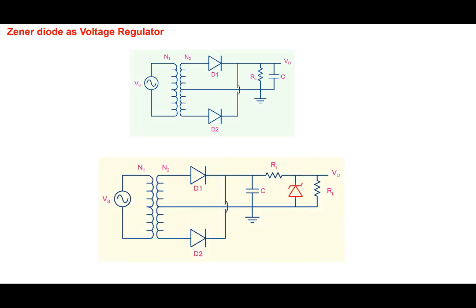And similarly, we could do the same with the full wave rectifier also. So this is the part that generates the DC with the ripple. So we use that as an input to our Zener circuit here with RI, Zener diode and an RL here. Okay.